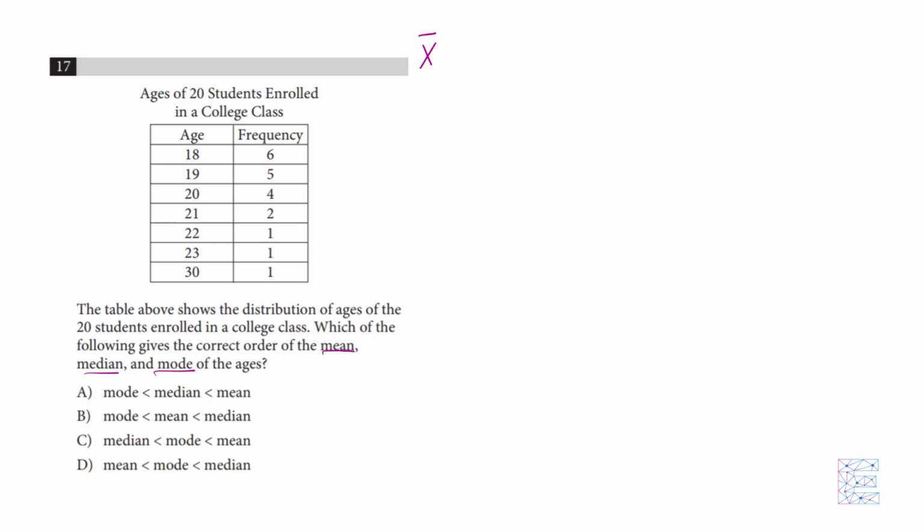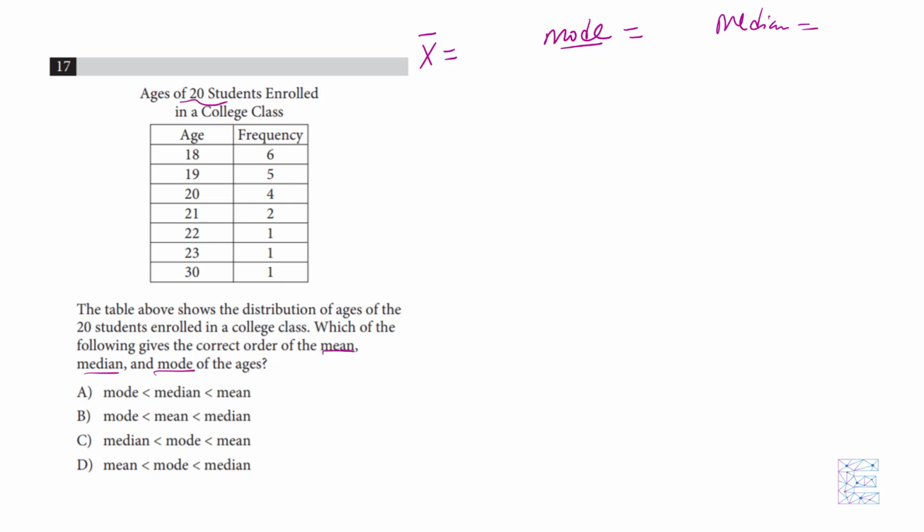So we use X bar to show mean. To do that, we have to add all the numbers together and then divide by 20 because we have 20 students. Mode is the number that shows up the most, so that's an easy one to figure out. Median is also not so bad, because to find the median of anything, you want the number that is in the middle after you arrange the numbers from the least to the greatest.